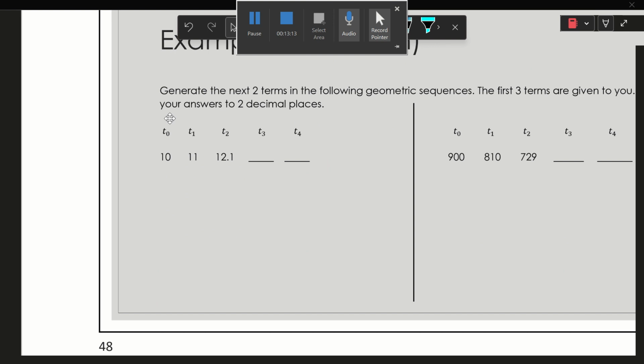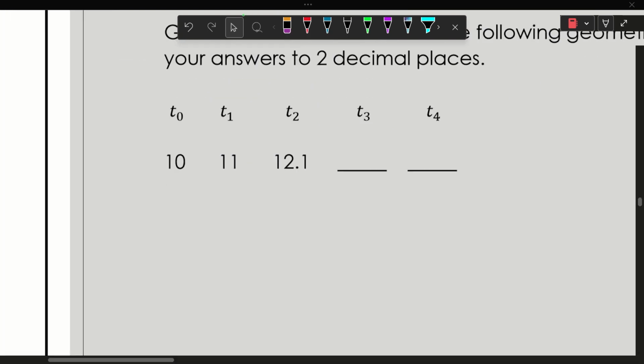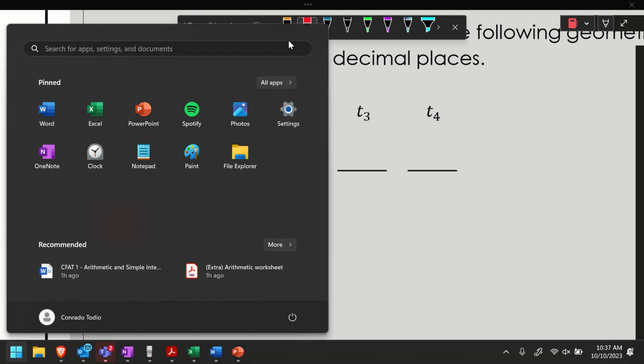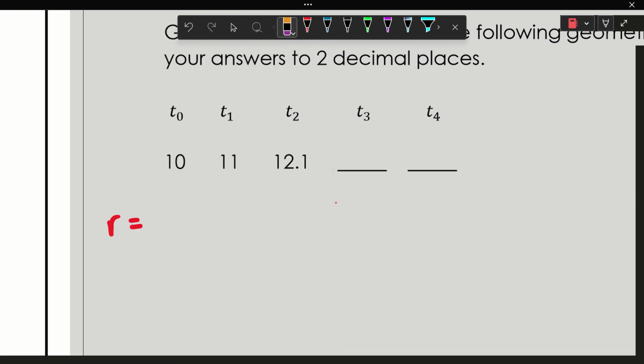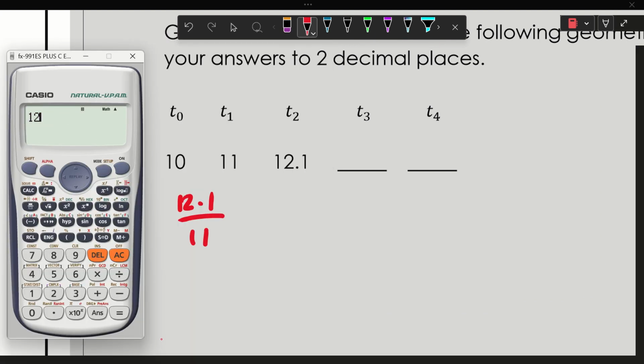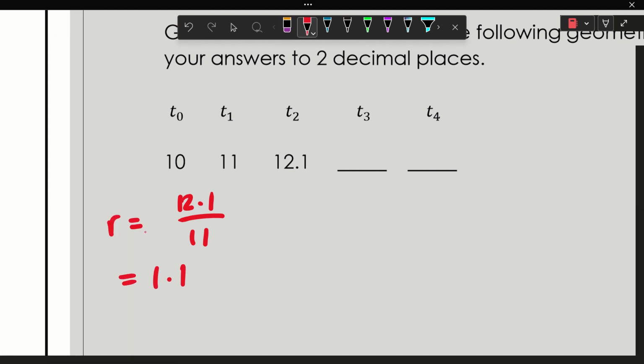All right. So for the first one, again, you're just finding the common ratio first. So again, any term divided by the previous term. So I'll go 12.1 divided by 11. All right, so we'll start with that. 12.1 divided by 11 gives us 1.1. So the ratio is 1.1. So that means to go to the next number, we're just multiplying by 1.1. Therefore, to go to T3, you're just multiplying by 1.1. Not too hard.